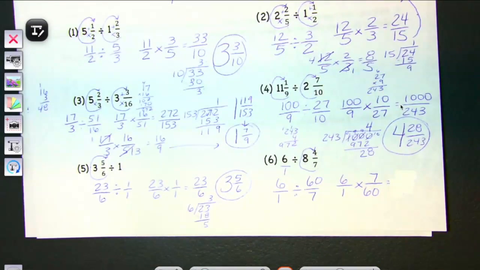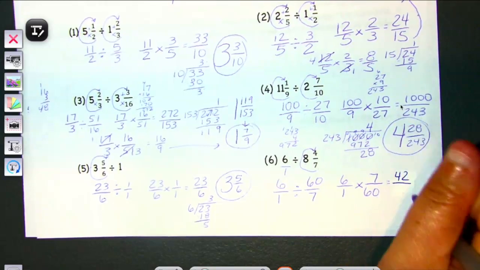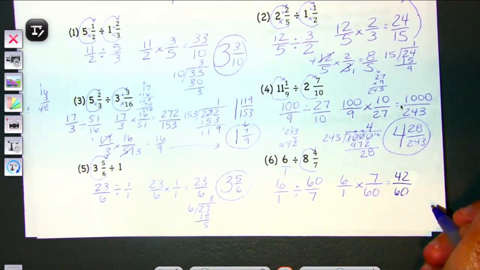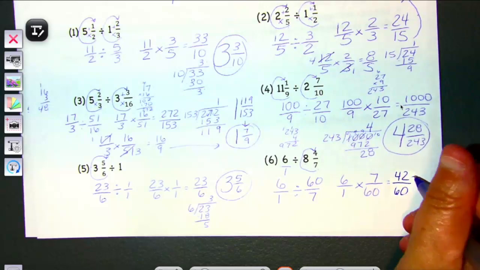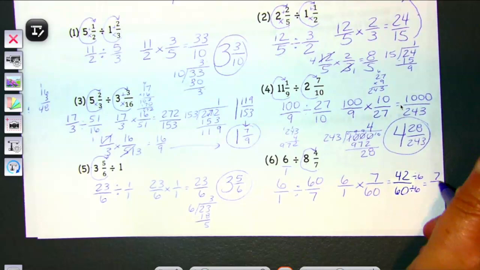Let's try finishing our last one here. It cut me off for some reason. So 6 times 7, that would give us 42, and 1 times 60 gives us 60. We can simplify that by dividing both of those by 6, because 6 can go into each of those evenly, and that gives us 7/10.